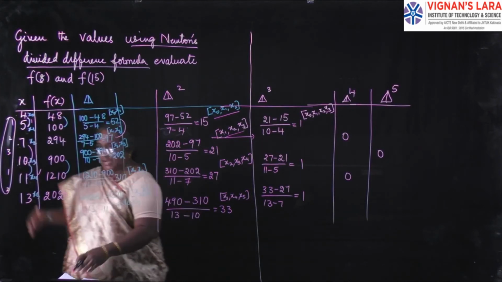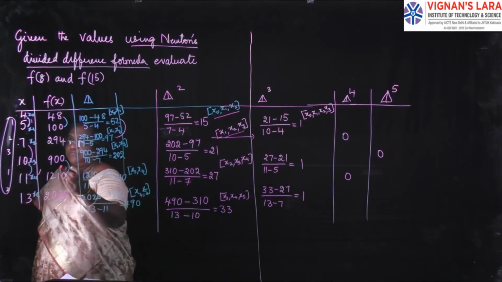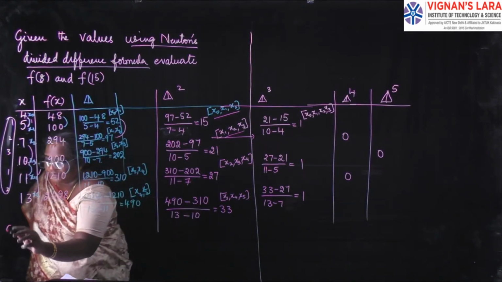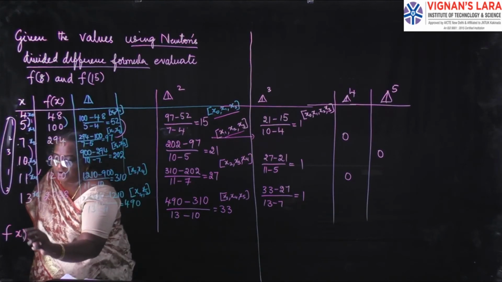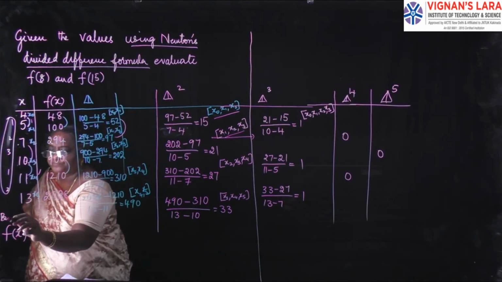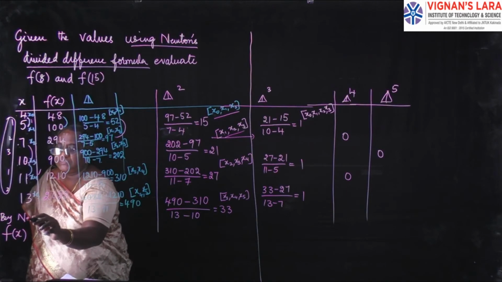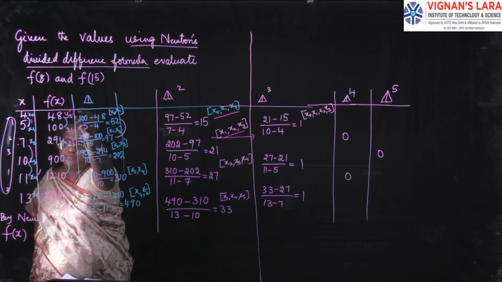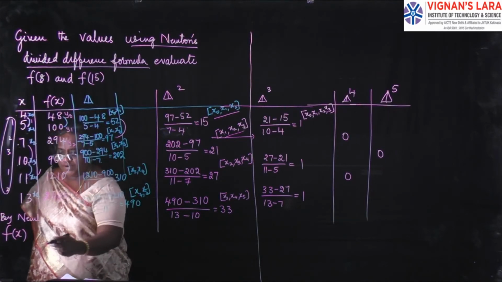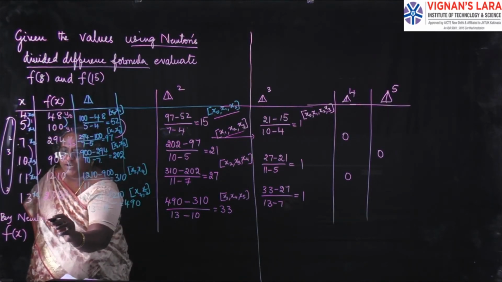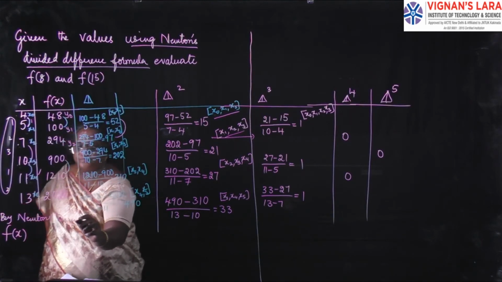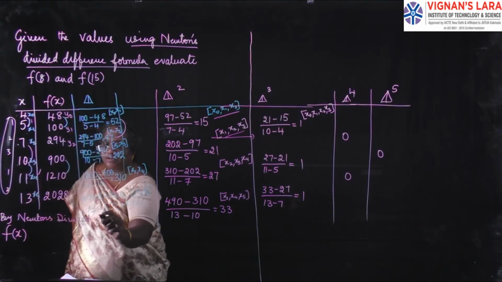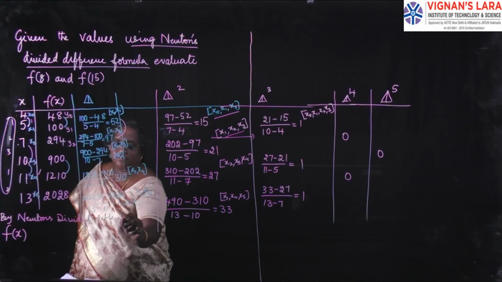Now he asked us to calculate f of 8. So let us write in terms of f. f of x according to Newton's divided difference formula. This is our y0, y1, y2, where y0 is also called f at x0.